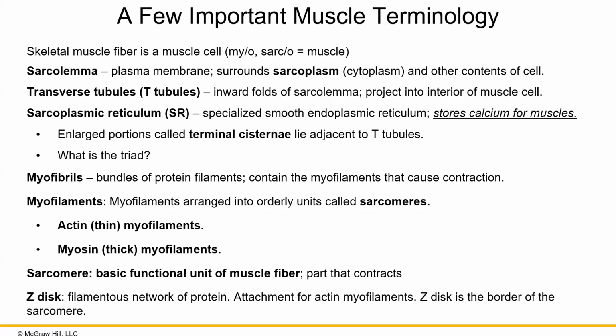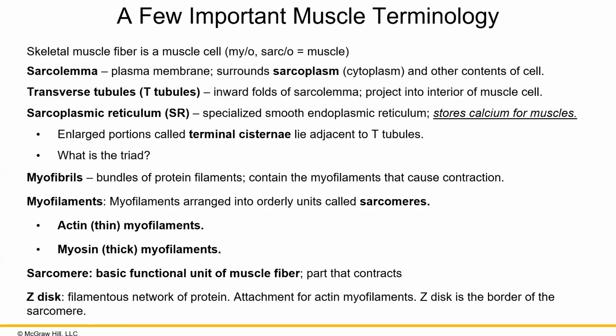Our sarcoplasmic reticulum have these openings called terminal cisternae, and these lie directly adjacent to T tubules. So we'll see on an image that we get a T tubule kind of spreading straight down vertically into our muscle fiber. And then on either side of that T tubule, we'll find a terminal cisternae of the SR. And so two terminal cisternae next to the one T tubule is what makes up our triad. And we'll see that again on our image.